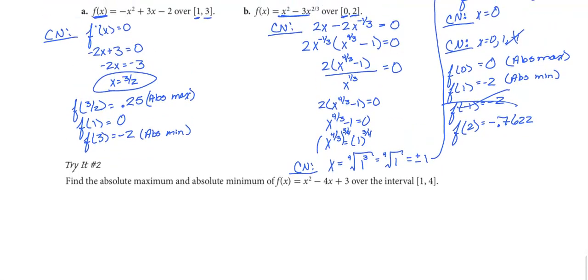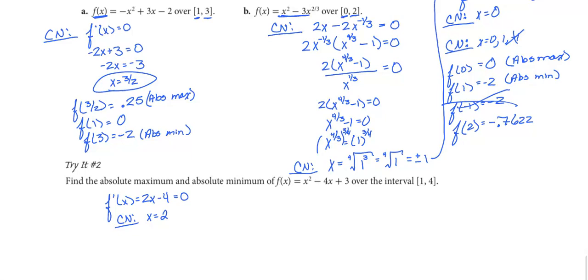Let's do one more. We want to find the absolute max and absolute minimum for x squared minus 4x plus 3 over the interval from 1 to 4. And this is where you may want to pause the video, try it, and come back and check your answer. So I'm going to take that derivative. So I get 2x minus 4. I'm going to set it equal to 0. So x is going to be 2. So there's my critical number. There's not a place that the derivative is undefined.